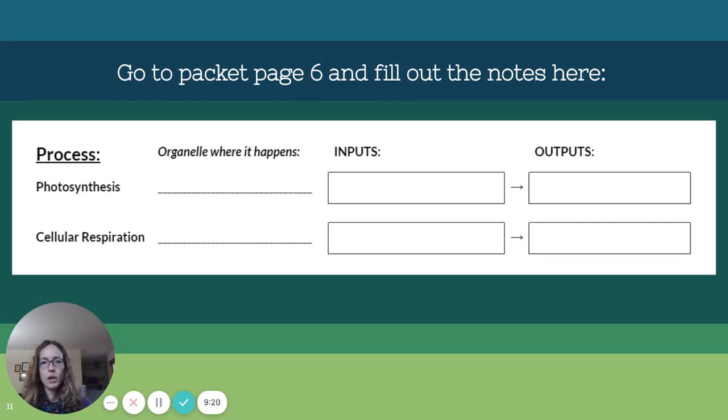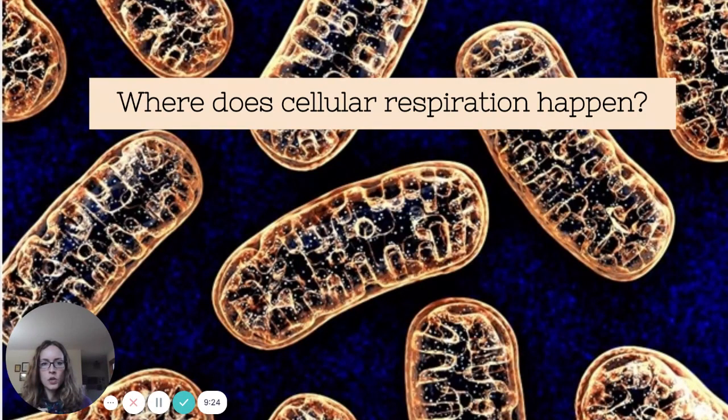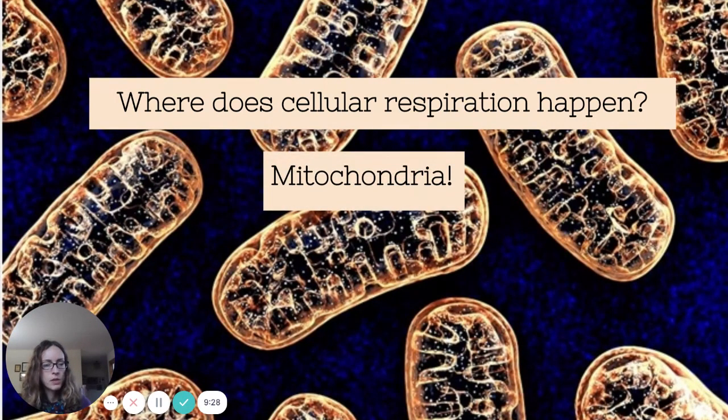Find this diagram and we're going to fill this out together just for cellular respiration. So the organelle where it happens is the mitochondria. Cells have lots of mitochondria. They can have hundreds and hundreds of mitochondria.